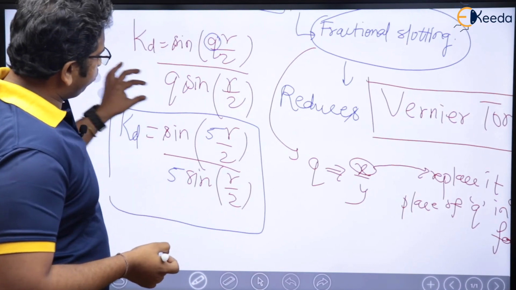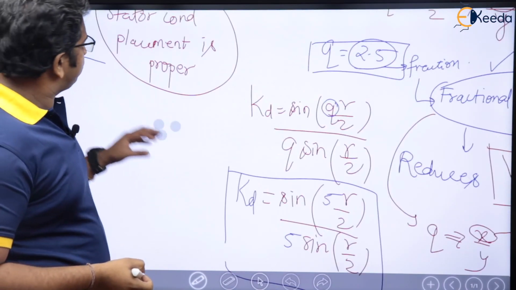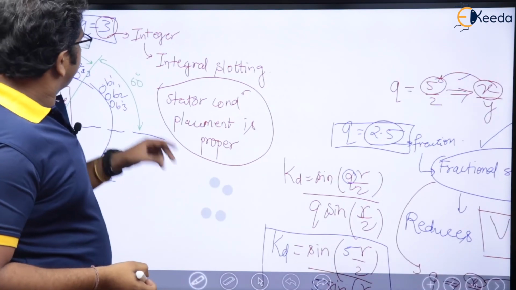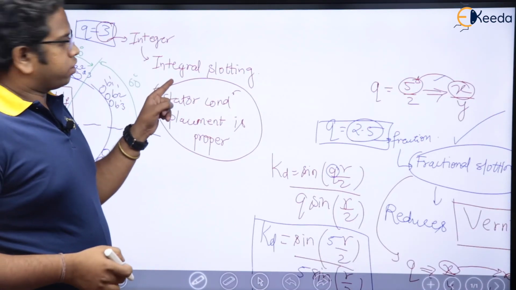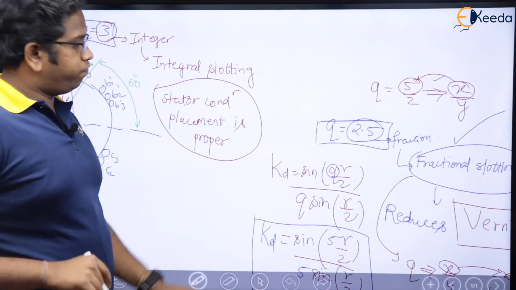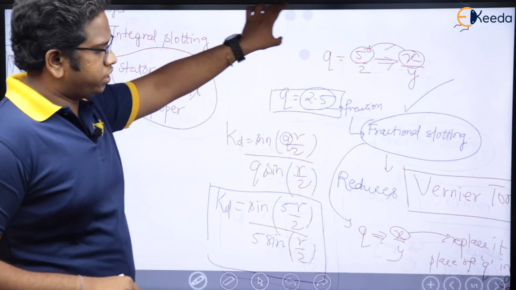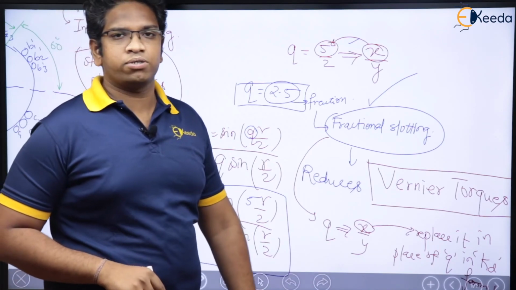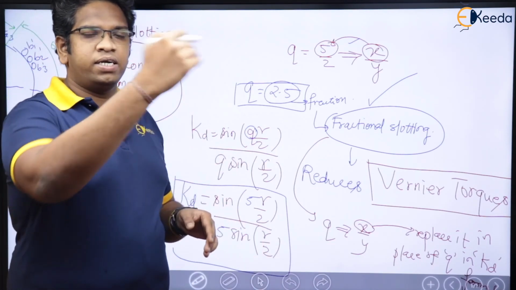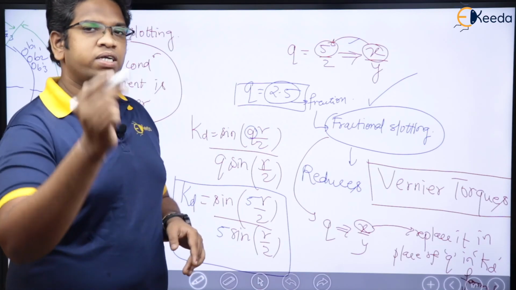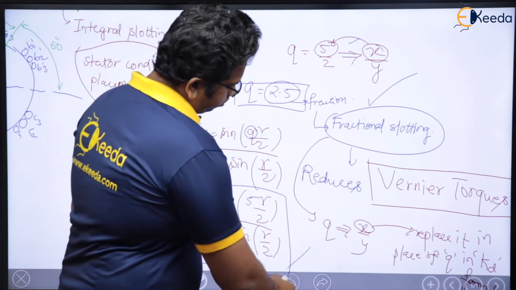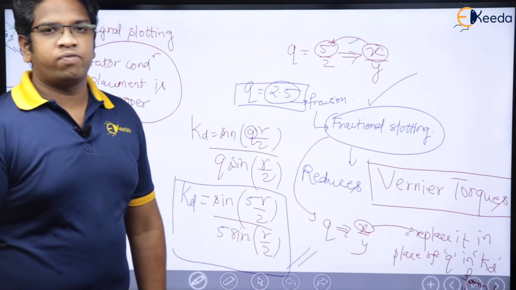In case of integral slotting, no problem. Directly you can take the number. Means, in case of integral slotting, if your Q is equal to 3, directly replace it, no problem. But if your Q is a fraction, in case of fractional slotting, then you have to represent it in terms of x by y. Whatever is the x, you please replace it in place of Q. This is going to be the integral and fractional slotting.